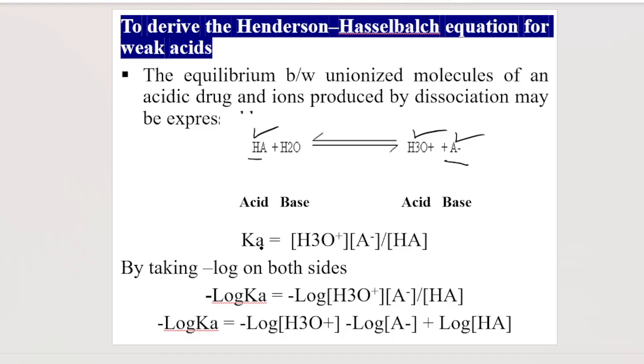Okay, so what is the Ka value? Ka value is equal to the hydrogen ion concentration or H3O and the ionized form of the drug or the basic form of the drug divided by the unionized form of that drug. I mean जो आपकी weak acid drug है. So if we take the minus log on both sides, you will have this equation.